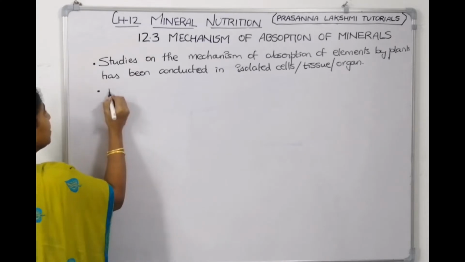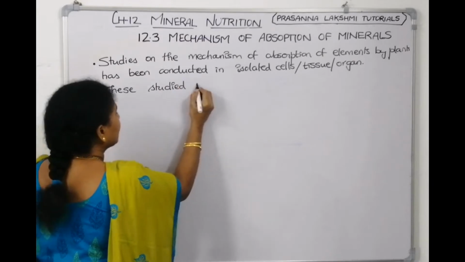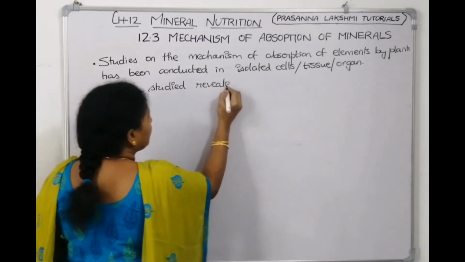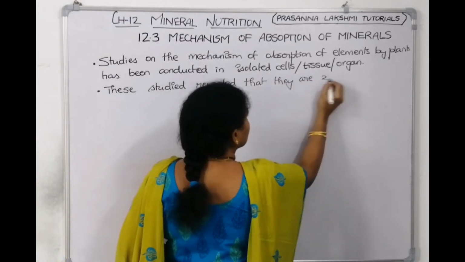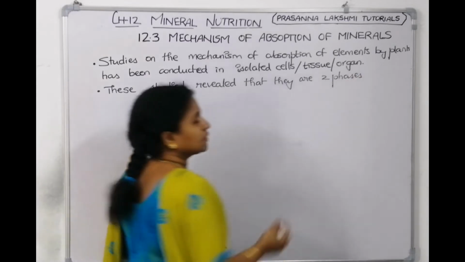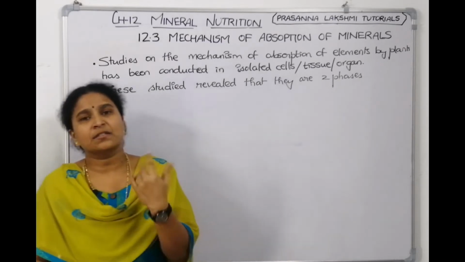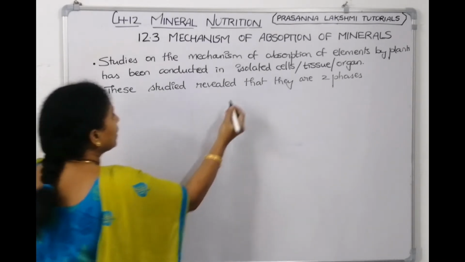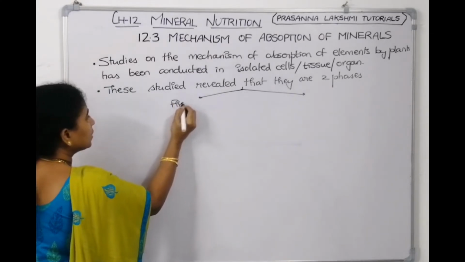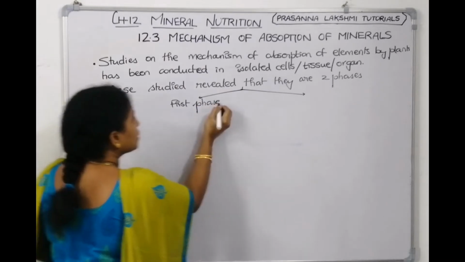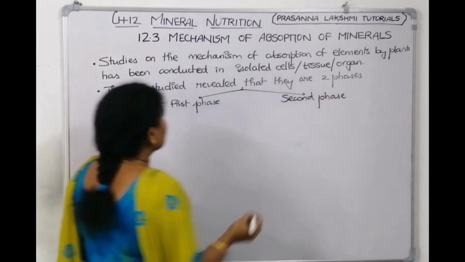So, in NCERT, the second point is these studies revealed that there are two phases. The studies have revealed that there are two phases. First one is the initial phase, next one is the second phase. Let us see what are the two phases. Now, they told first one is the first phase and next one is called as second phase.